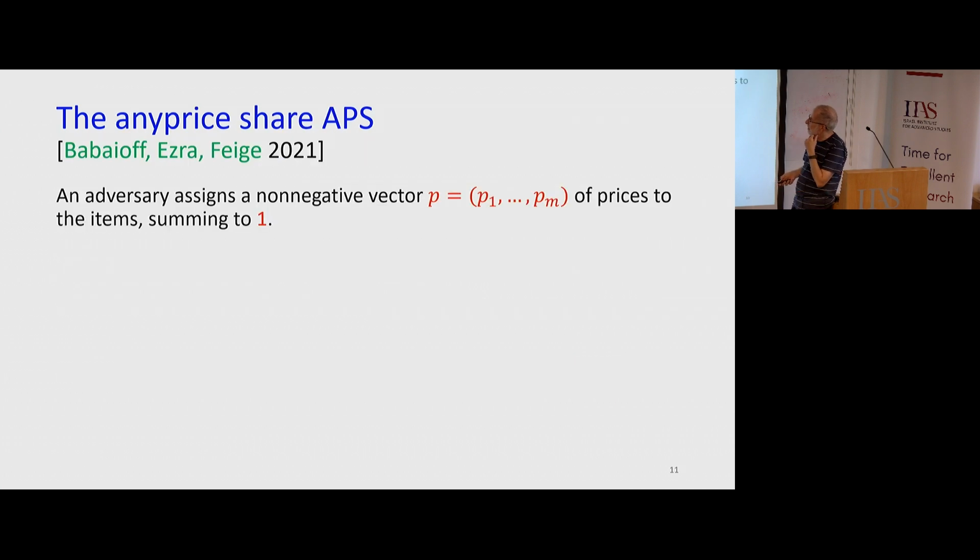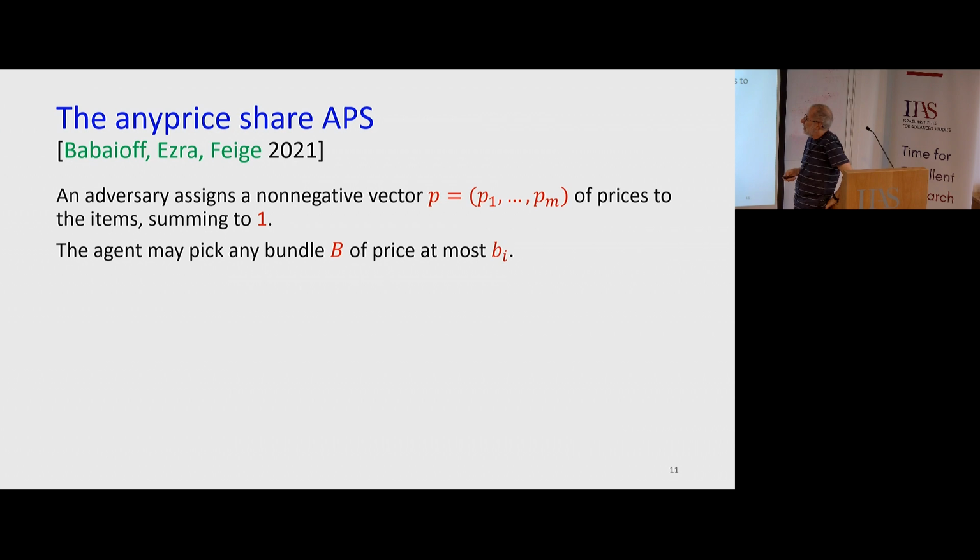Okay, so here's the definitions. So what is the game? Instead of the cut and choose, we have a price step, and this an adversary does. The adversary assigns a non-negative price vector to the items. That is, each item gets a non-negative price, and the sum of the prices has to be 1. Okay, so the adversary can choose how to price the items.